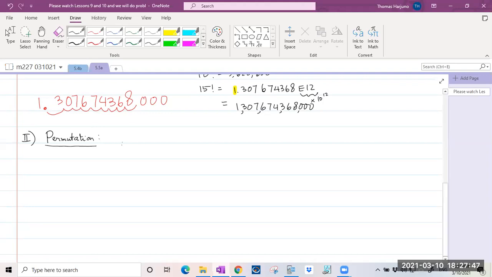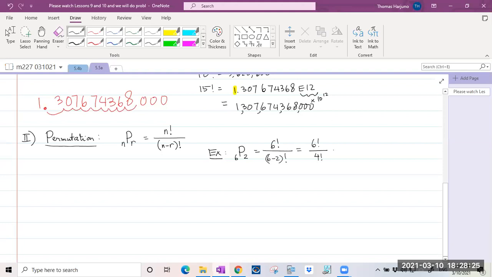Okay, now permutation. nPr actually means n factorial over n minus r factorial. So for example, if we have 6 permutes 2, that is 6 factorial over 6 minus 2 factorial. I know it seems to be complicated, but hang in there. If the number is quite small, you may prefer to just do it by hand.